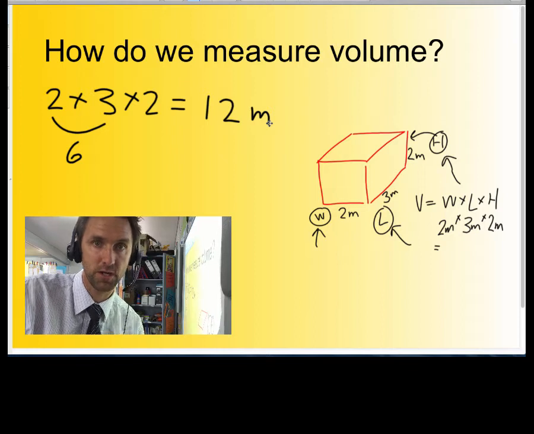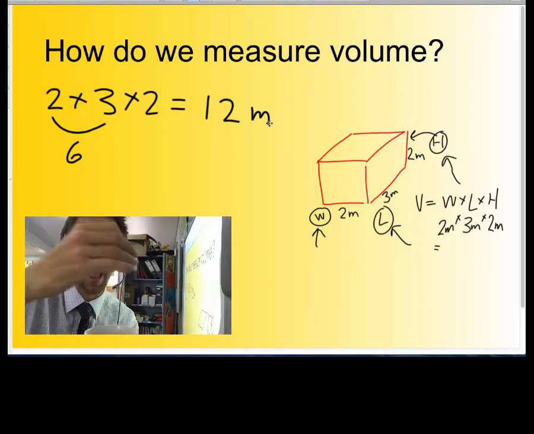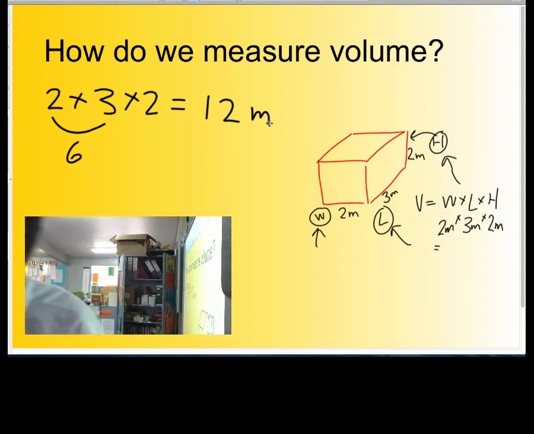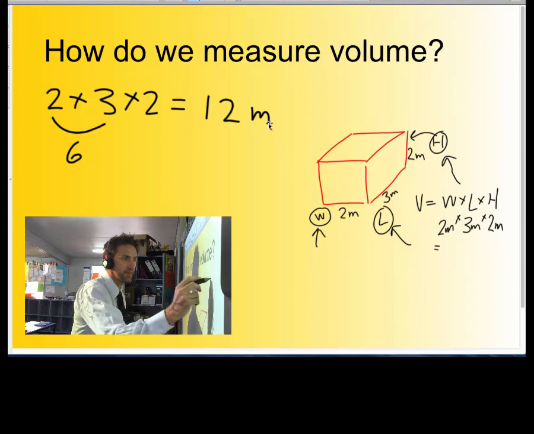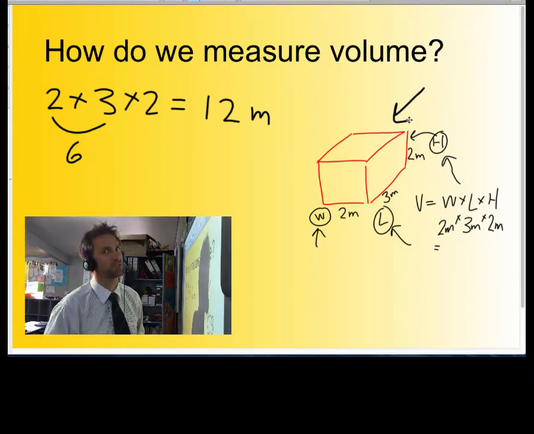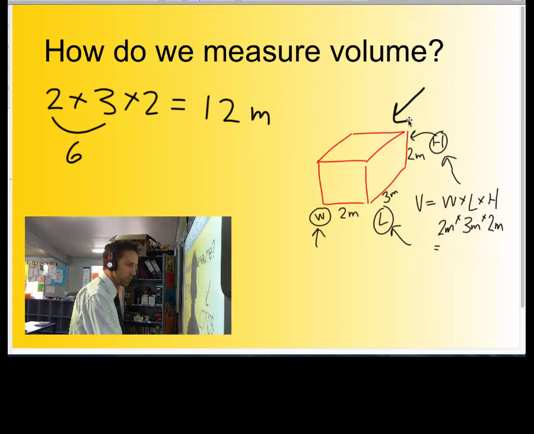It's not a flat square. You are actually measuring, here's a hint, you are actually measuring cubes. You're measuring the cubes that are in this object here, this cube, this rectangular prism. You're measuring the amount of cubes that are in this rectangular prism.